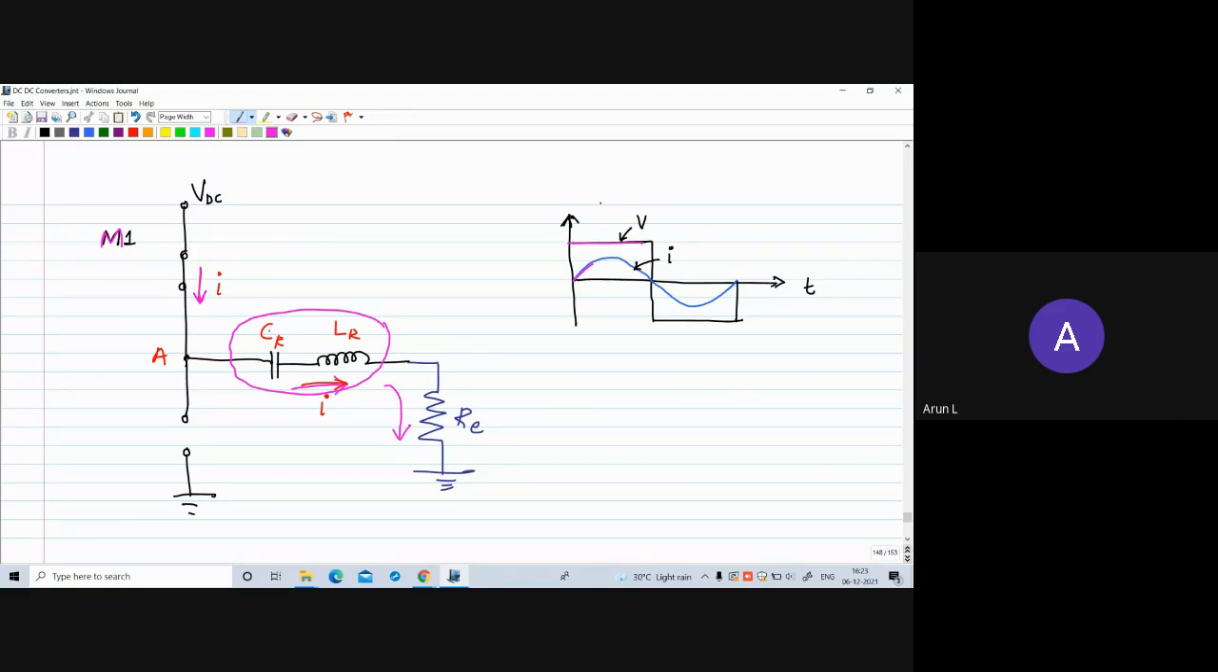And if the switching frequency is close to the resonant frequency of this filter circuit, this will be in resonance, and the current will be almost in phase with the voltage. In resonance, you have resistive behavior of the circuit, so current will be in phase with the voltage.